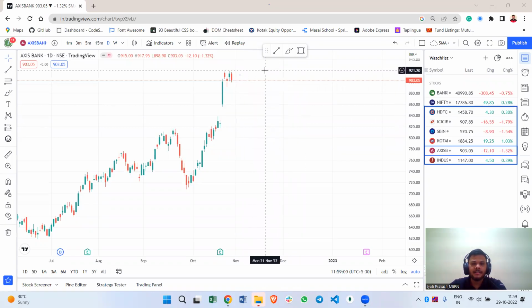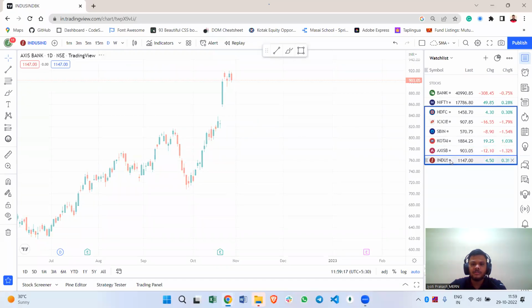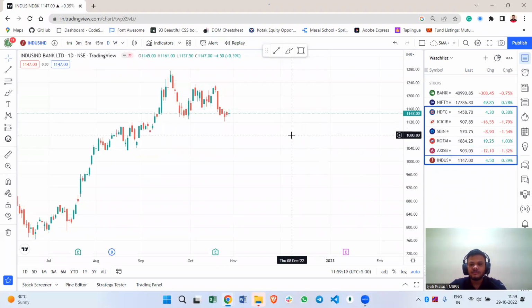Okay. For buying, it needs to close above 910. After that, if it opens or closes above 900, then we can set our target to 920. And if it closes above 920, then we can take a trade for buying, and our target will be 940 for that month or for that week. Now let's look into our last bank, which is IndusInd Bank.